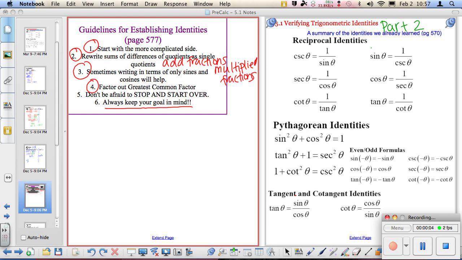Today we're continuing in section 5.1. We're verifying more identities. This is video part 2, and we're just going to keep looking at more examples. Now, take a second and refresh yourself with the guidelines that we have established for verifying these identities, just the suggestions we have for verifying them. Also, remember to go through and remind yourself about our reciprocal, Pythagorean, and tangent and cotangent identities.